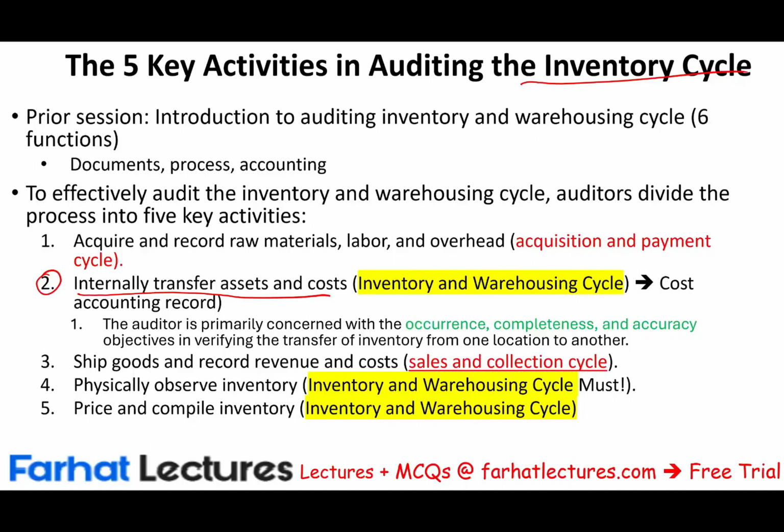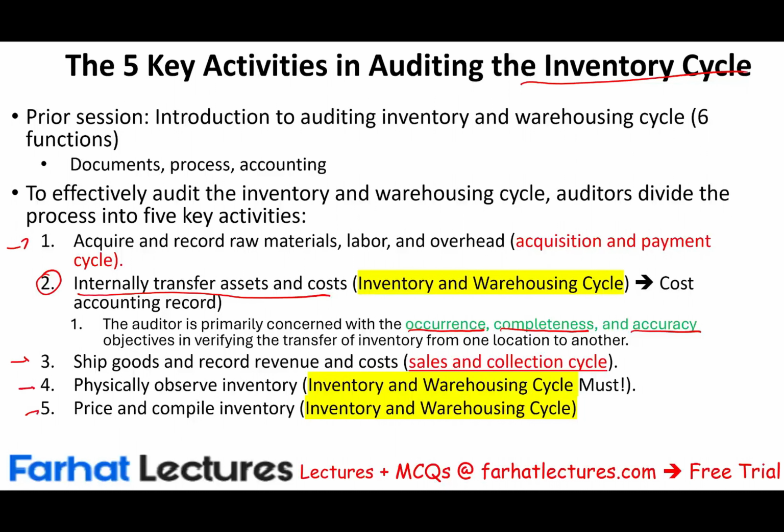Now, what is our primary concern here? When we are transferring these assets from raw material to work in process, from work in process to finished goods, from finished goods to cost of goods sold, we want to make sure we are tracking the quantity properly. We are valuing the transaction properly. So we want to make sure that the transfer did occur. We accounted for all the transfers and they are being accounted for properly. Once again, this is one of 5 key activities in the inventory cycle.